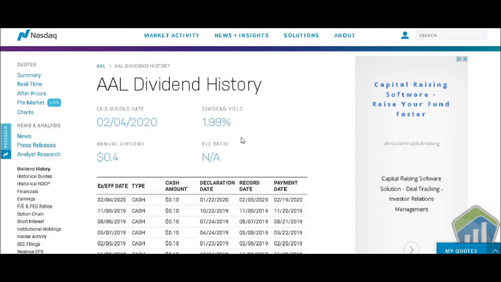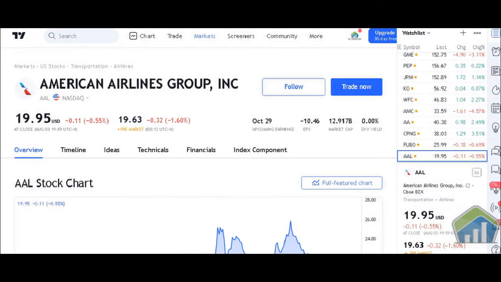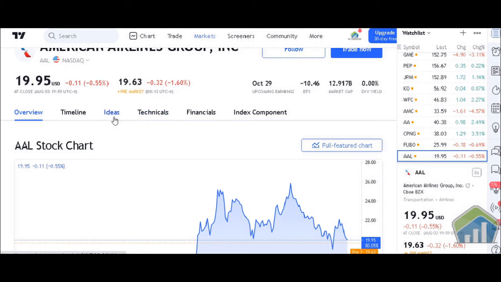So we want to go ahead and push on, and we're going to go into our TradingView platform and just take a look. $19.95 at the close, down 11 cents or negative 0.55%. Pre-market right now, $19.63, down 32 cents or negative 1.60%. We have upcoming earnings on October 29th. EPS is negative 10.46. We have a market cap of about 12 billion, almost 13 billion, and no dividend, right? We have overview, timeline, ideas, technicals, financials, and index components.